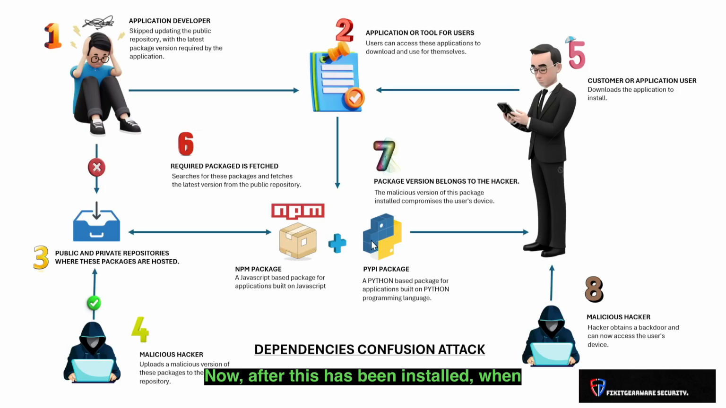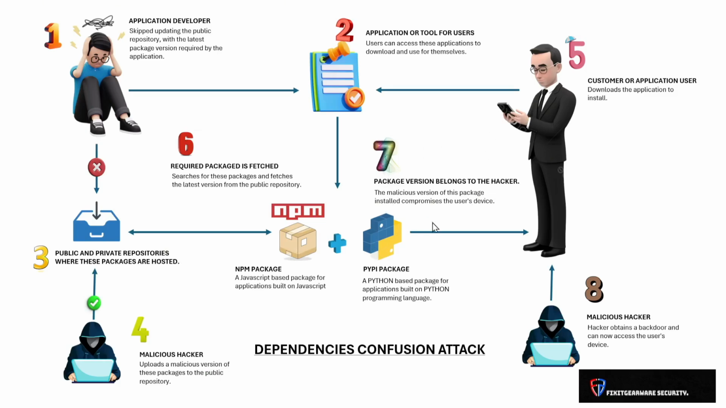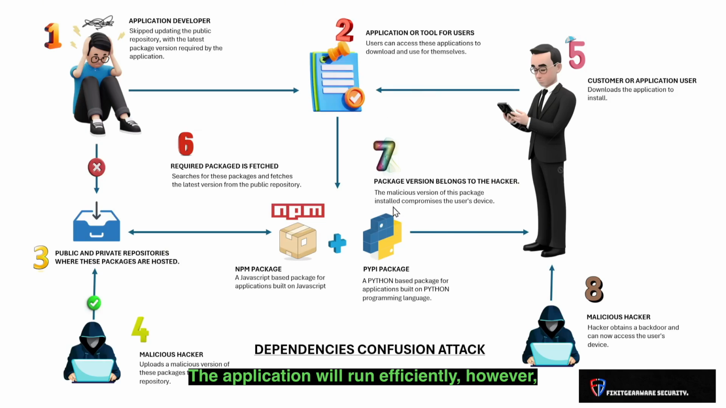Now, after this has been installed, when these users run this application, the application will run efficiently. However, because the Python package installed is a malicious one, it gives this hacker a backdoor. Okay, so now the hacker is able to access this end user's device while still enabling the end user to access this application efficiently. And this is what a dependency confusion attack is all about.